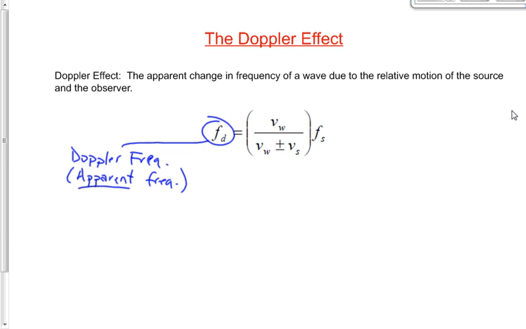The apparent frequency of the sound, or of the light, or of the water, or whatever wave it is. The apparent frequency, and that's going to be measured in hertz. That's what we perceive it to be. It's not really that value. That's what we perceive it to be.